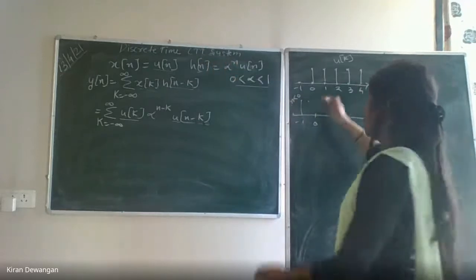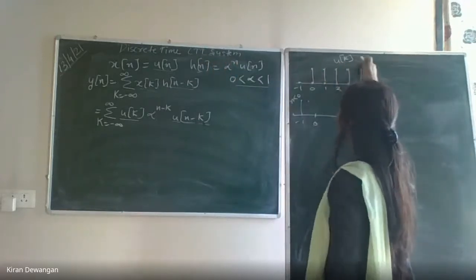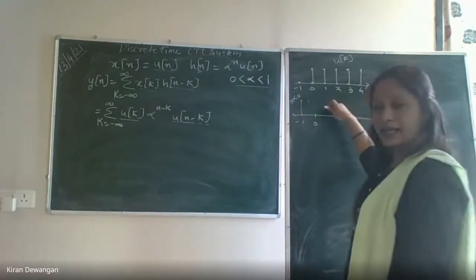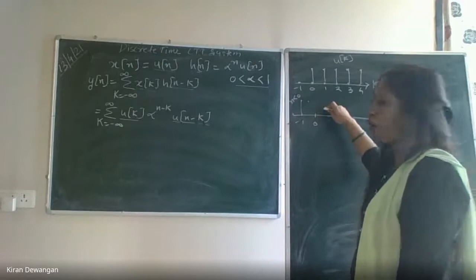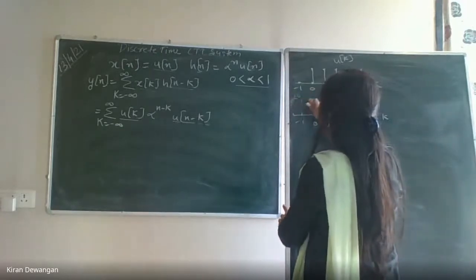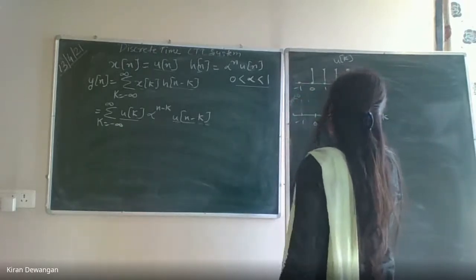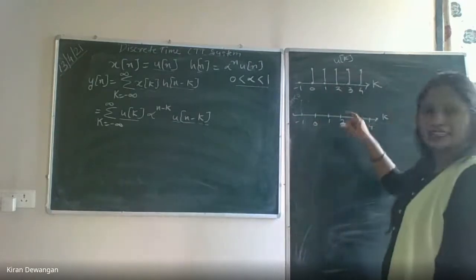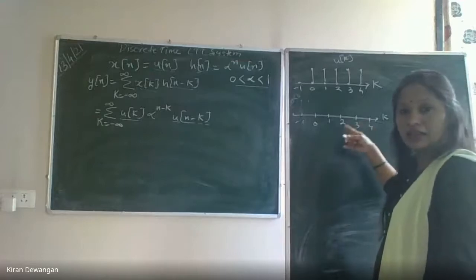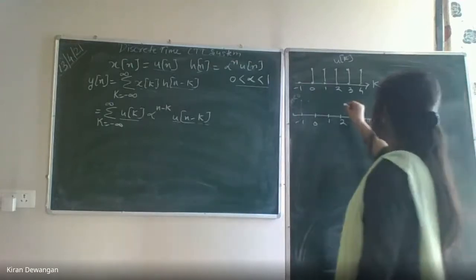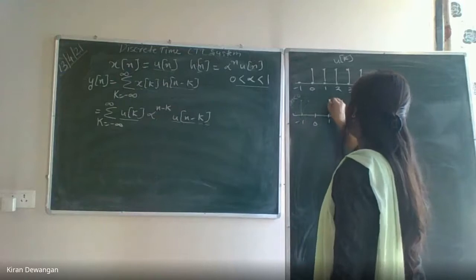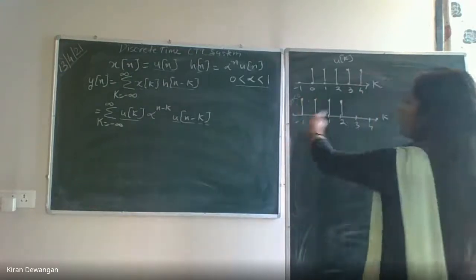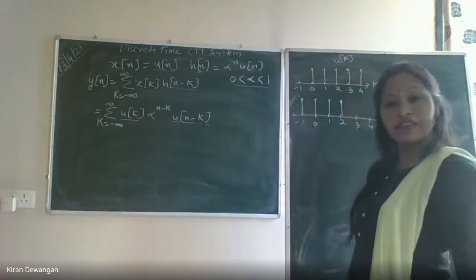Correct? But in this case, if I am taking u of k and u of n minus k, and n is less than 0, I won't get anything in common. So in that case, I will not be getting an output. So I have to take the value of n somewhere here. Let us take it as 2 or 3, anything greater than 0. If I take this value, it will be like this. It will move in the negative k side. Clear?